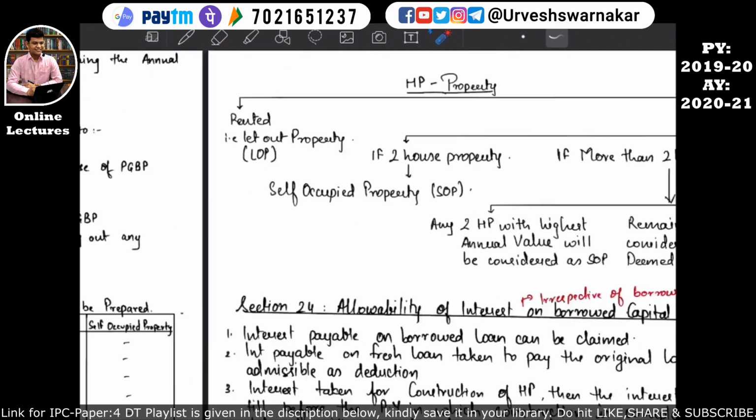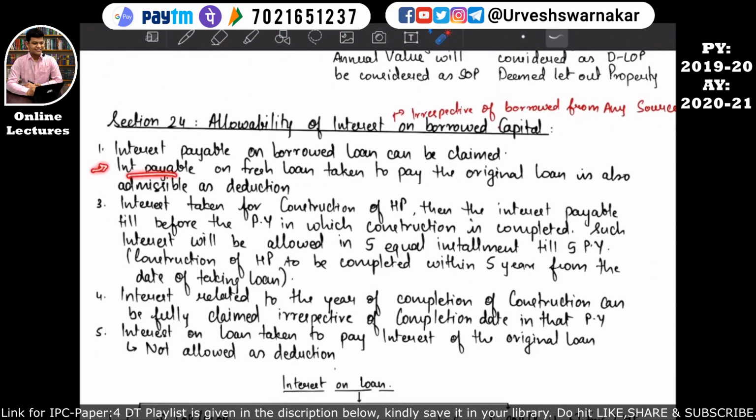So that is what is written over here. Interest payable on fresh loan taken to pay the original loan is also admissible as deduction. I hope this is quite clear. The third point says that for interest on a loan taken for construction of house property, the interest payable till before the previous year in which construction is completed will be allowed in 5 equal installments, with the construction of the house property to be completed within 5 years from the date of taking the loan.